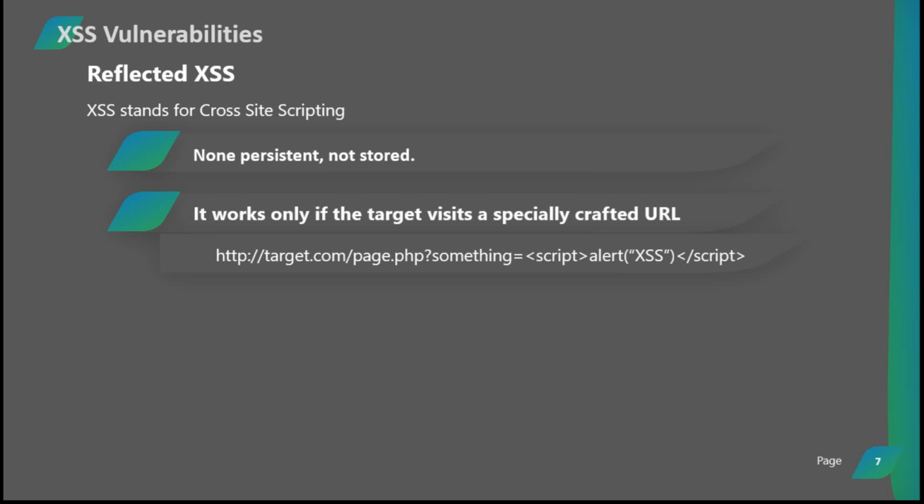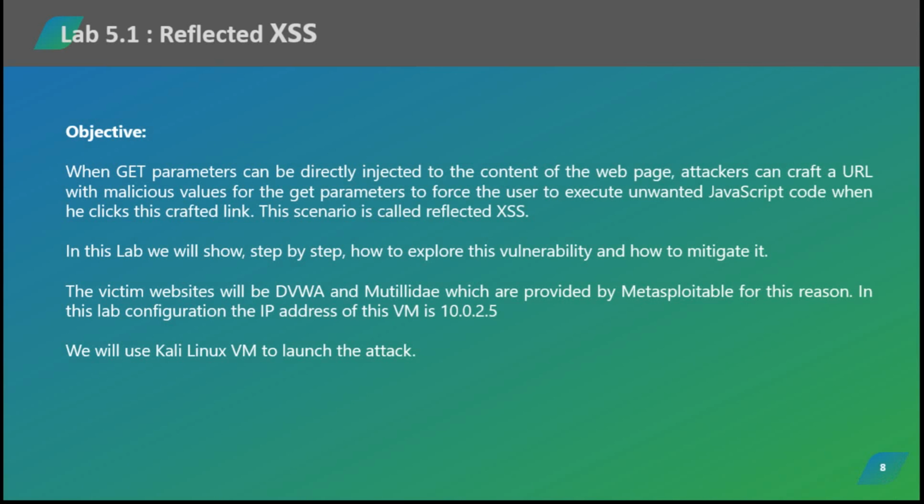Let's move to our hands-on lab to see how to discover these kinds of vulnerabilities, how to exploit them, and how to understand the logic behind them also. So the objective of this lab is to understand cross-site scripting vulnerabilities. When get parameters can be directly injected into the content of the web page, attackers can craft a URL with malicious values for the get parameters to force the user to execute unwanted JavaScript code when he clicks this crafted link. This scenario is called a reflected cross-site scripting, XSS.